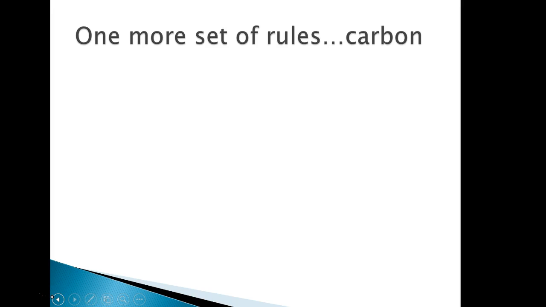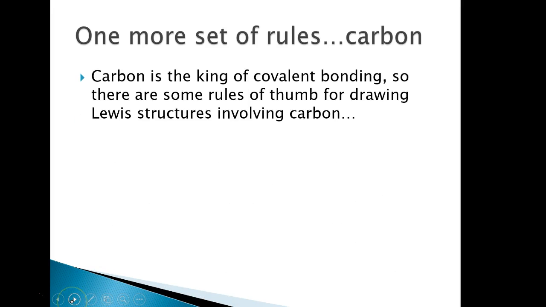Okay, we're going to talk about one more set of rules, and we're going to talk specifically about carbon. You may have remembered that I said carbon doesn't very often get dots, and it really doesn't. I can only think of one case in which it does. And it does a lot of covalent bonding. There's this whole group of organic compounds, referred to as organic chemistry. And that's where all of your medicine and all of your biology and all of your fossil-based fuels, all of that comes from carbon compounds.